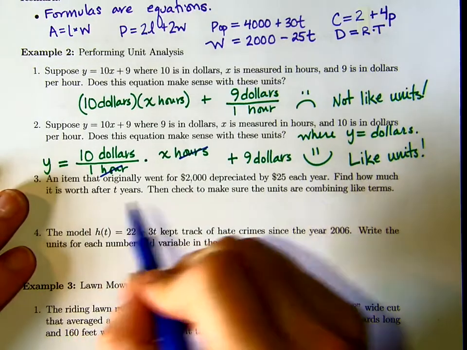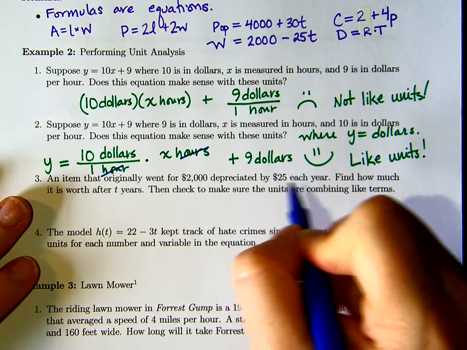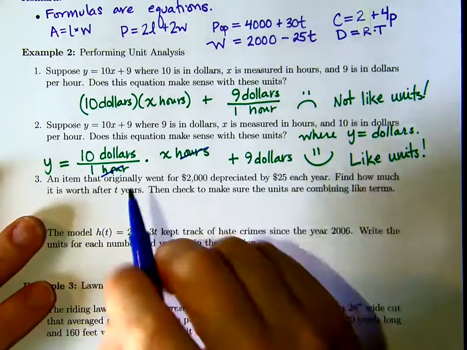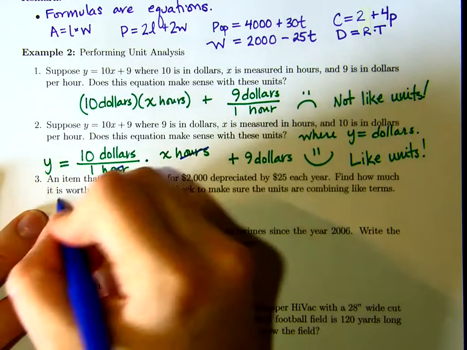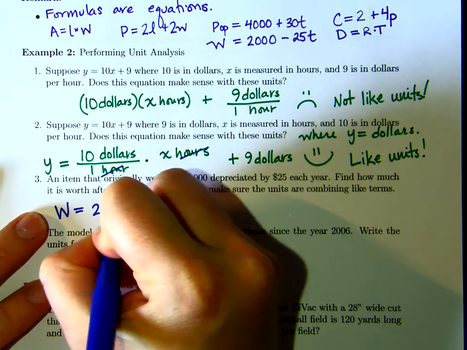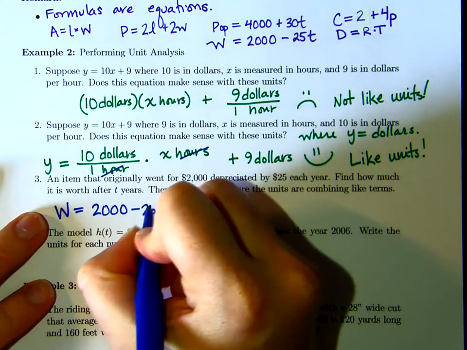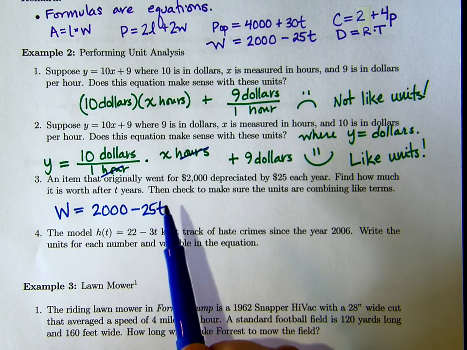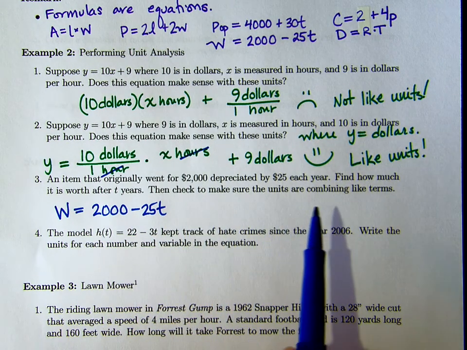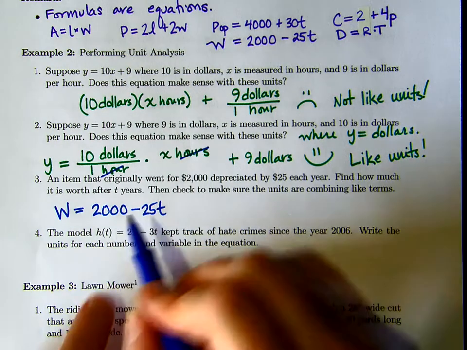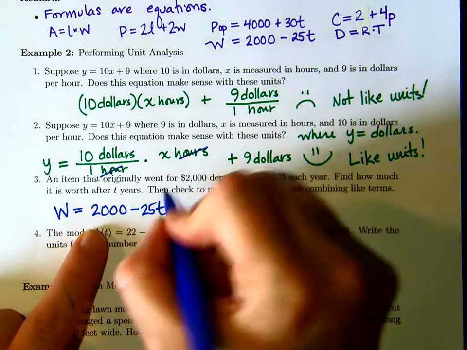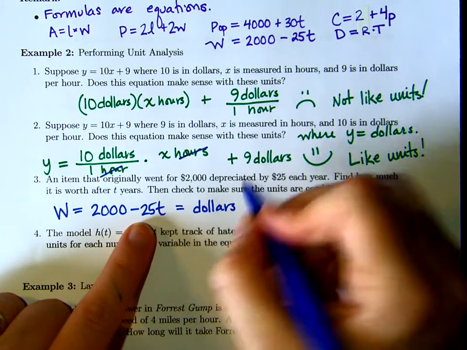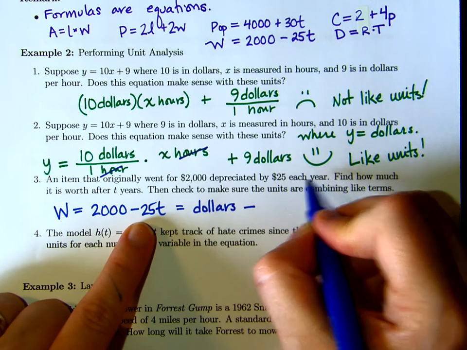Let's see. An item that originally went for $2,000 depreciated by $25 each year. Show how much it's worth. Okay, so we already wrote an equation for this. I'm going to rewrite it down. W equals $2,000 minus 25T. Then check to make sure the units are combining like terms. Okay, this 2,000 is in dollars. Okay, this 25 is in dollars per year.